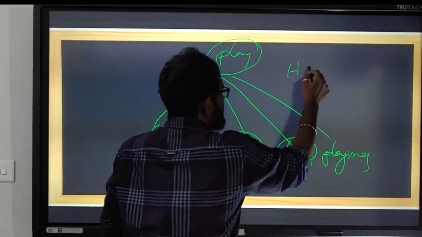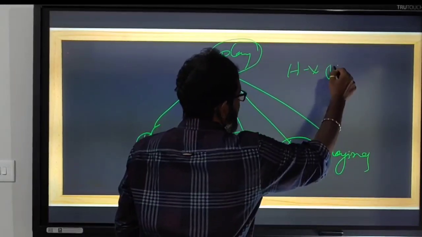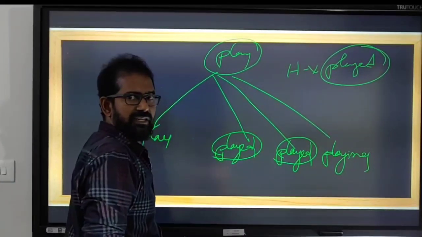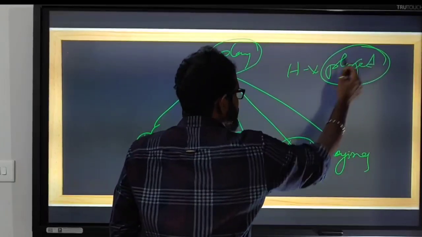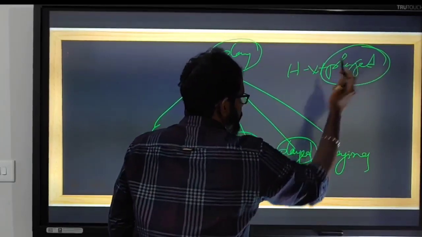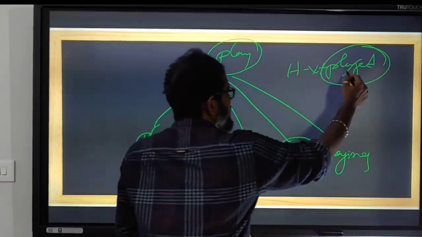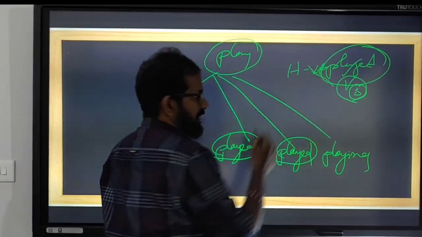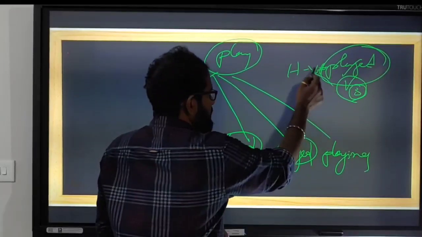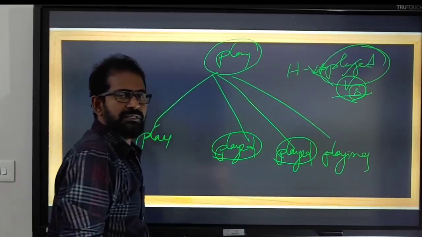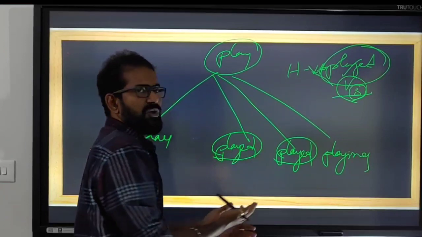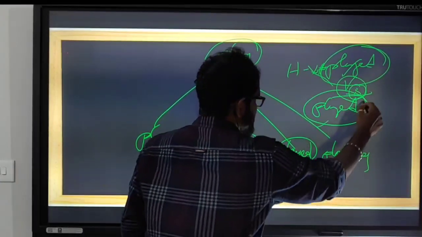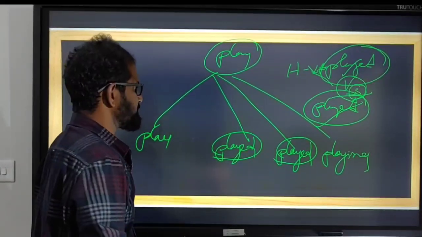If there is a helping verb and then played, we need to consider it as V3. It is not V2. So, helping verb plus V3. Played is V3 here. V3 is used along with helping verbs. Without a helping verb, we can't use V3. Suppose there is no helping verb, just played, then we can say it is V2.